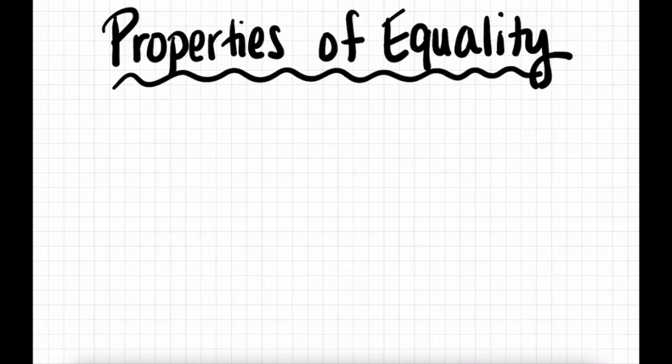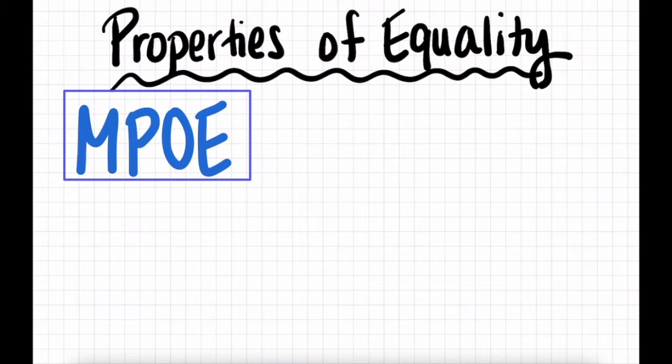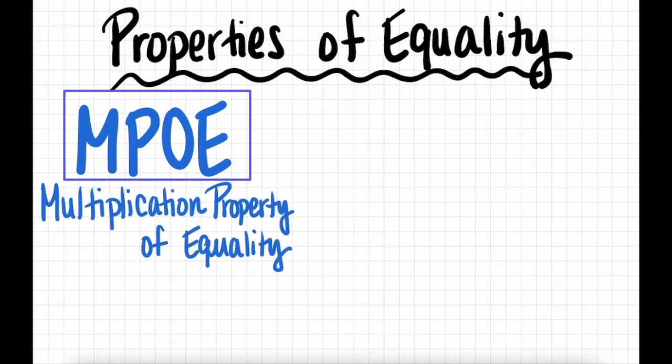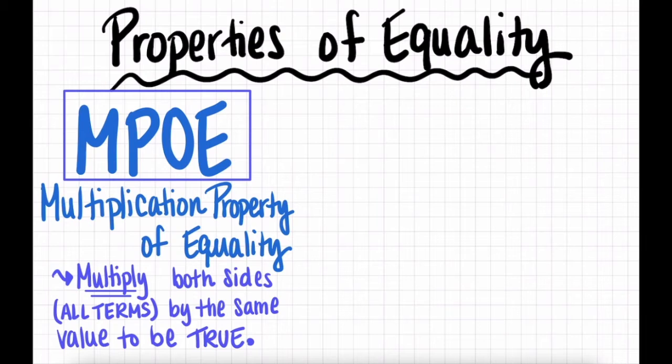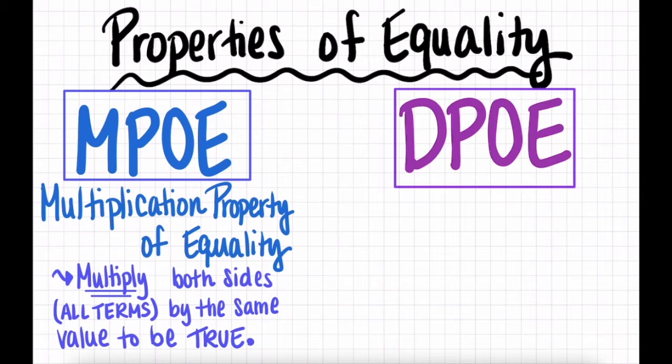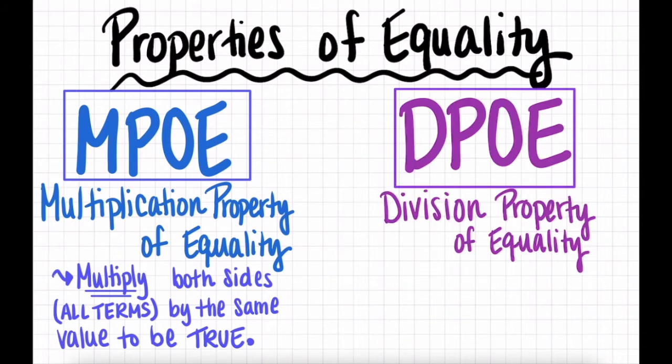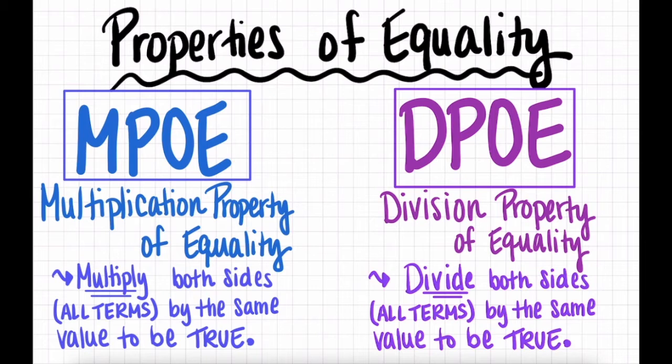The next property of equality we're going to look at is MPOE, which stands for the multiplication property of equality. You need to multiply both sides, or all terms, by the same value to keep the equation true. Then there's DPOE, which stands for the division property of equality, and it states to divide both sides, or all terms, by the same value to remain true. Let's look at some examples.